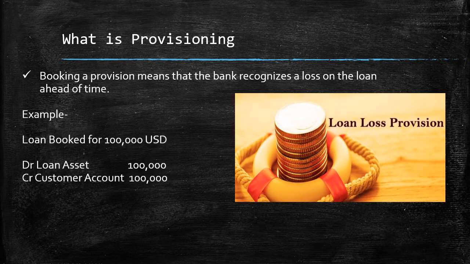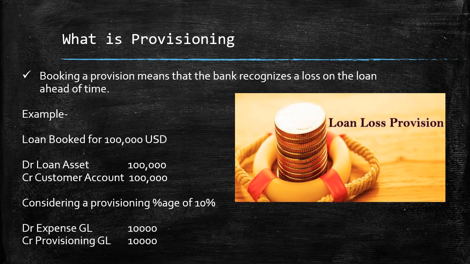So as we know, the bank provides loans to its customers, and there is a probability that the customers may not repay the loan either partially or fully. So the bank needs to be prepared for such an eventuality instead of recognizing it at the end when the customer doesn't turn up. So for example, when a loan is booked for $100,000, your loan asset increases by 100,000.